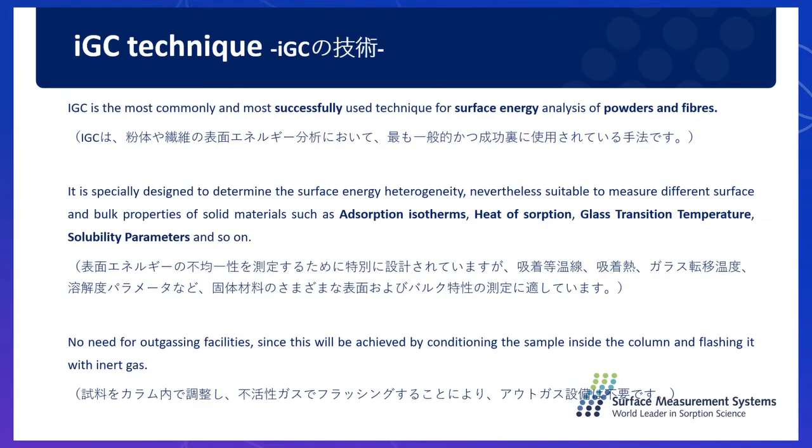Inverse gas chromatography is the most commonly and most successfully used technique for surface energy analysis of powders and fibers. iGC is designed to determine the surface energy, and is nevertheless suitable to measure different surface and bulk properties as well, like adsorption isotherms, heat of sorption, glass transition temperature, diffusion coefficient, solubility parameters, and so on.